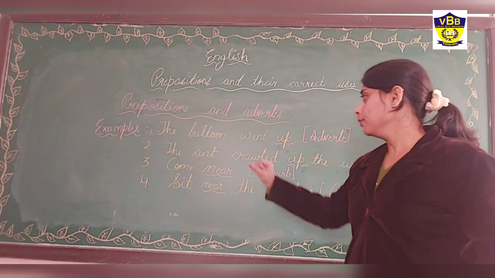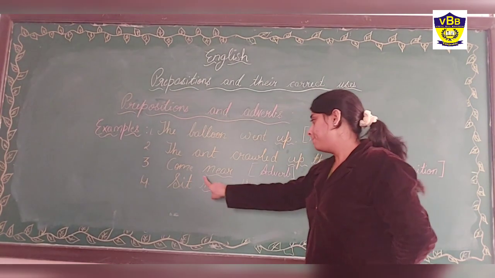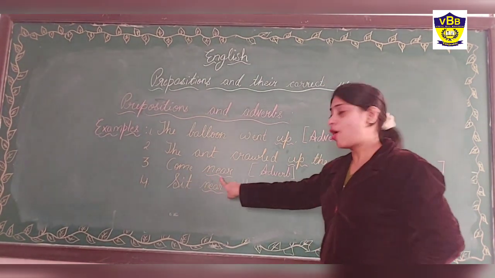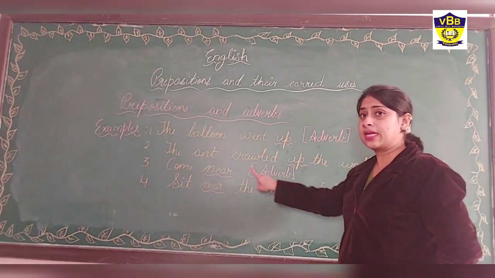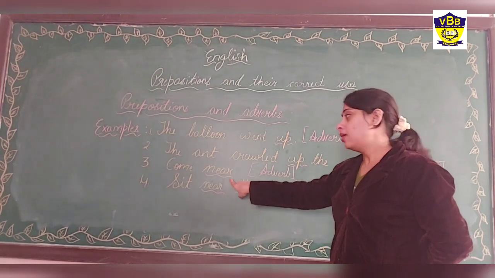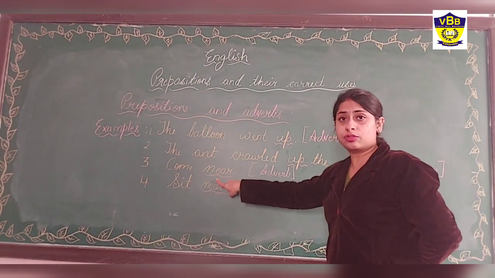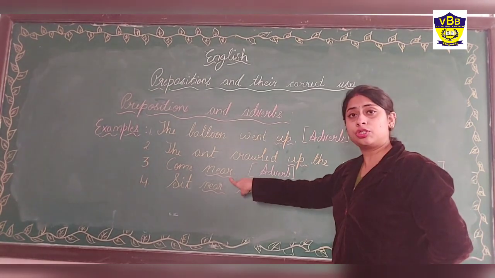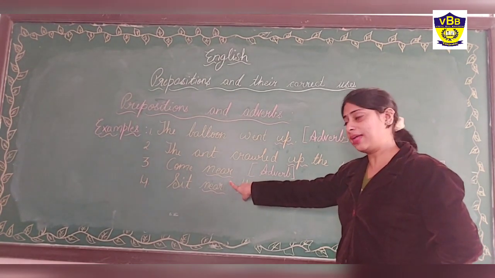Clear? Now, next, come near. This will be your adverb. Why? Because here we are not forming any relationship, right? We have to come. Where do we have to come? Come near. So this will be your adverb. This is also used at the end of a sentence, right?